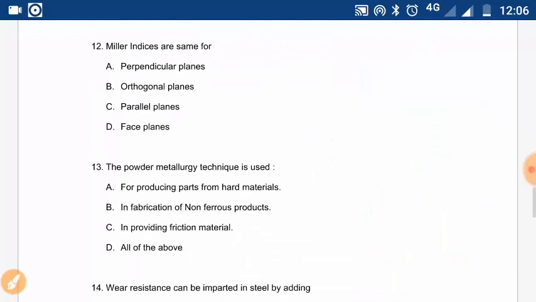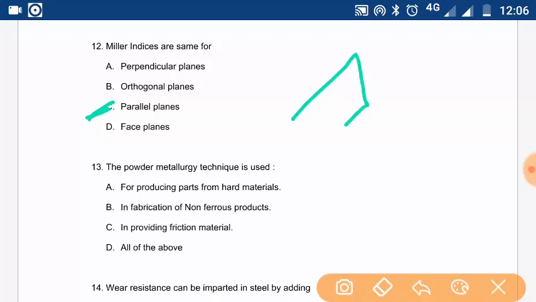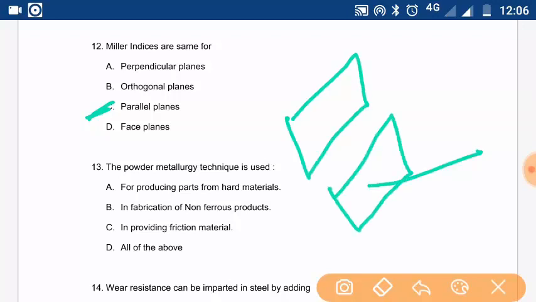Now, Miller indices are the same for perpendicular planes, orthogonal planes, parallel planes, or phase planes. So it will be parallel planes, because when we have two parallel planes, the normal to one will also be normal to the other plane. When the normal is the same, that's what the Miller indices talk about. The Miller indices of a plane are also the direction of the normal to the plane, so that will be equal.